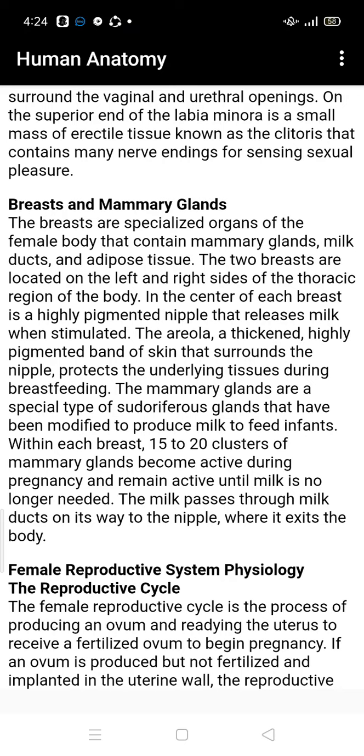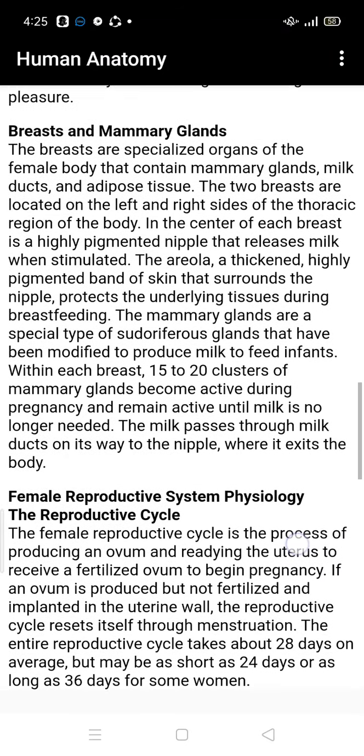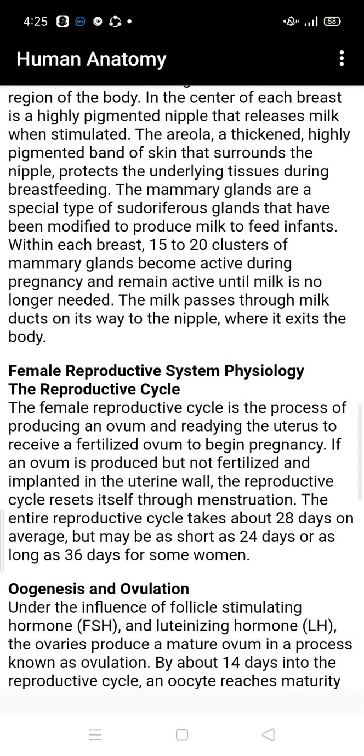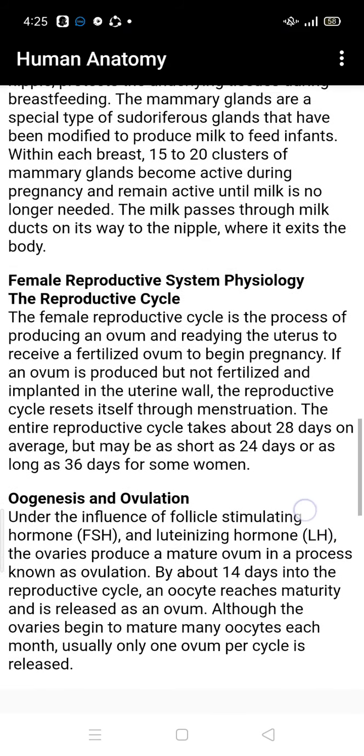During breastfeeding, the mammary glands are a special type of apocrine gland that have been modified to produce milk to feed an infant. Within each breast, 15 to 20 clusters of the mammary gland become active during pregnancy and remain active until milk is no longer needed. The milk passes through milk ducts on its way to the nipple, where it exits the body. Now we will discuss the female reproductive system physiology.